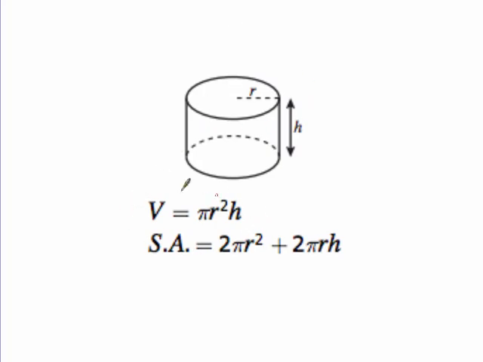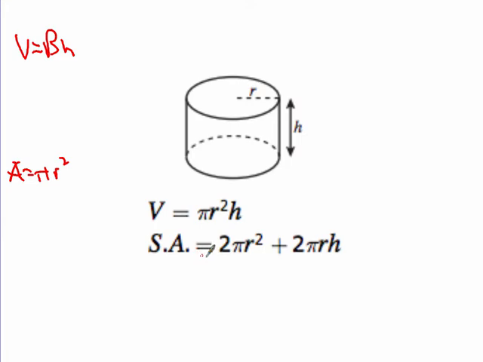The volume of a cylinder is pi r squared times h, where r is the radius of the base and h is the height of the shape. Now you remember for a prism, the volume was the area of the base times the height. Well, pi r squared is just the area of a circle. What shape is the base? It's a circle. So this formula and this formula mean the same thing: the area of your base times your height. Your base just happens to be a circle.